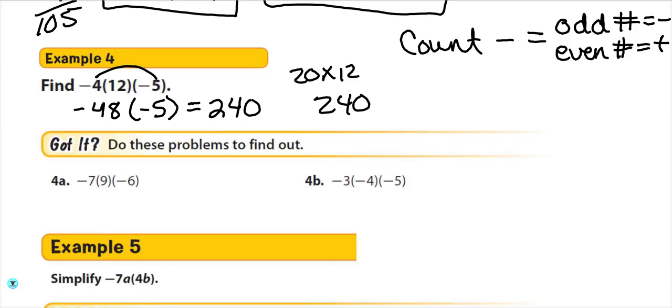All right, so you can do it either way. You can use the different signs rule. You can do the stick way, because I like to say 2 sticks makes a positive, and they typically remember that pretty well too. You can do it lots of different ways. Okay, go ahead and pause and try 4A and 4B.